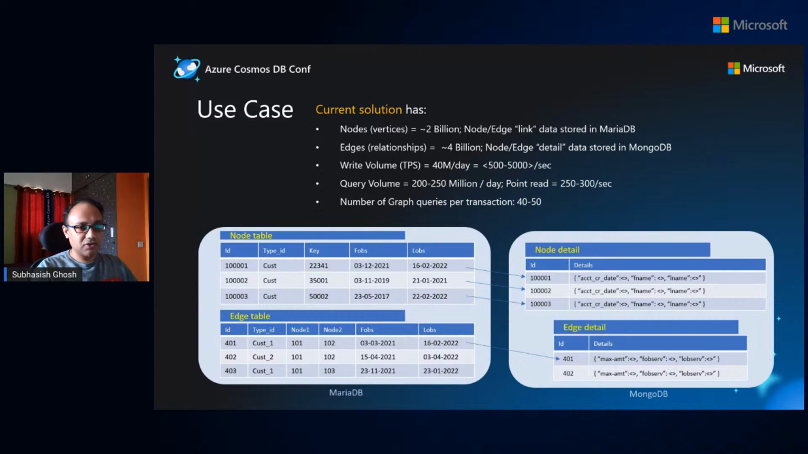So what are some of the very important numbers related to the use case, so that you have an idea of what kind of volume or veracity we are talking about. First of all, this is all real time, and nodes or vertices, we had around 2 billion, and relationships between the vertices, which we call edges, around 4 billion, give and take.